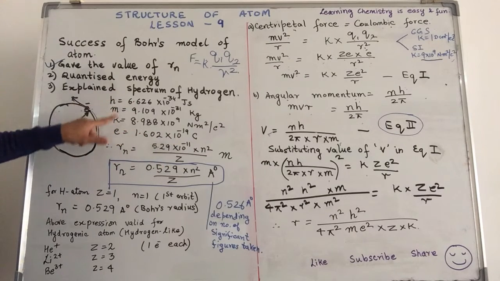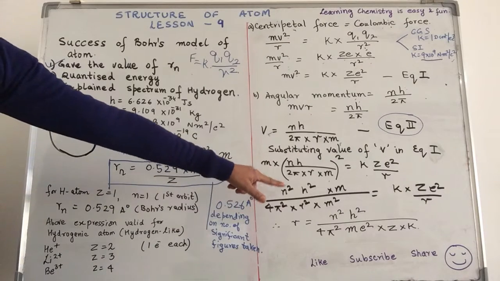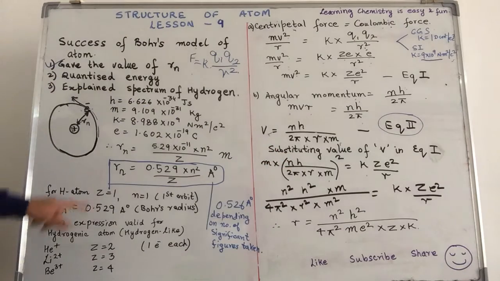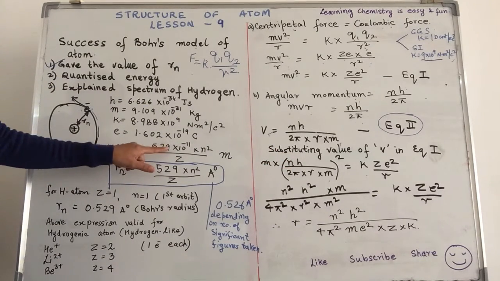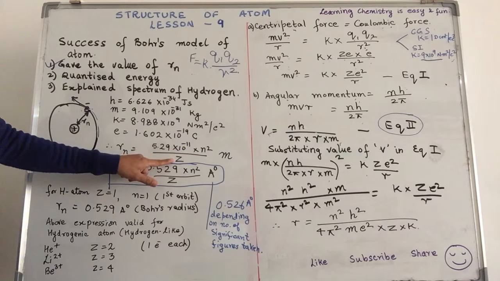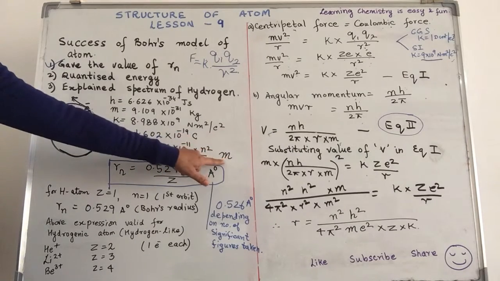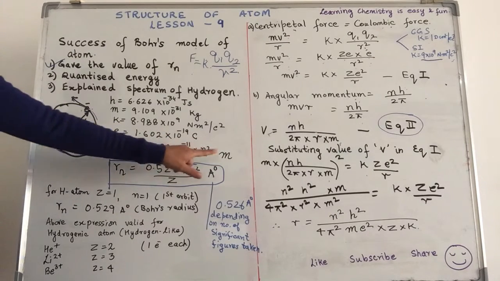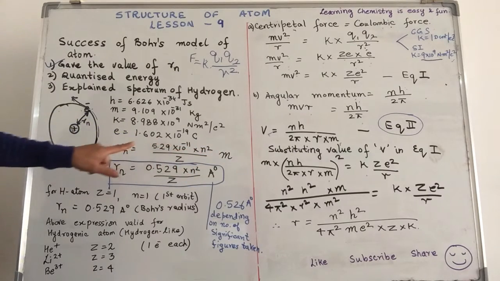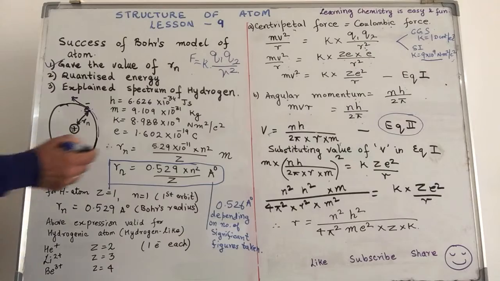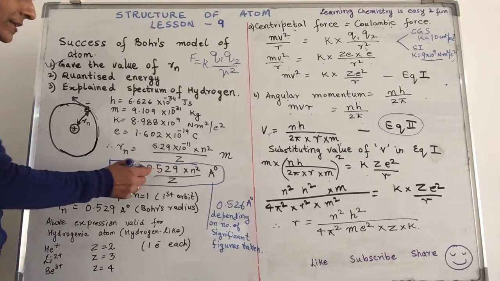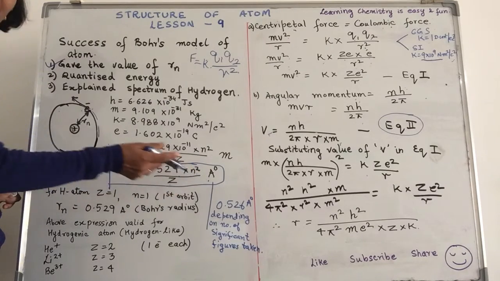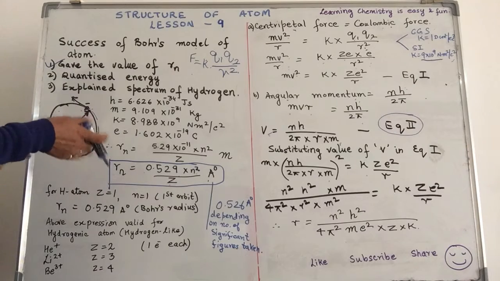When we put these values in our expression here, n square h square upon 4 pi square m e square into atomic number into k, we get Rn as 5.29 into 10 to the power minus 11 upon Z into n square meter. This is a very, very small value, into 10 to the power minus 11 meters, right? So we try to convert it into a more scientific friendly expression, and that is 0.529 into n square upon Z angstrom units. Now here I will share something interesting with you.